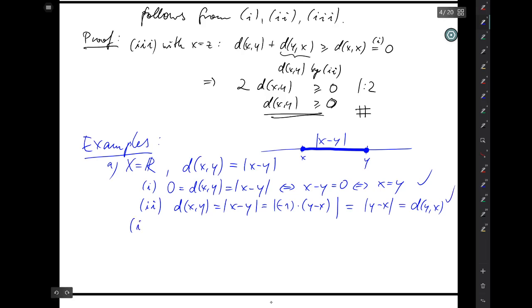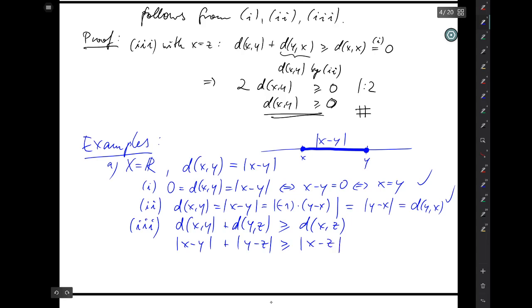And then the third property is the triangle inequality. So you want to check that d of x comma y plus d of y comma z is greater than or equal to the distance of x comma z. Translating that for our example, it would mean that the modulus of x minus y plus the modulus of y minus z is greater than or equal to the modulus of x minus z. How do you see that?